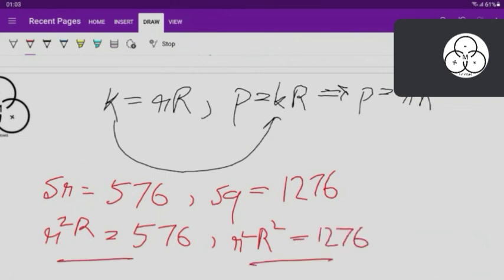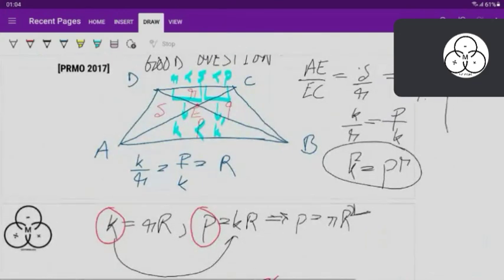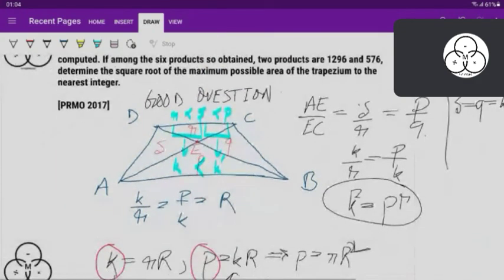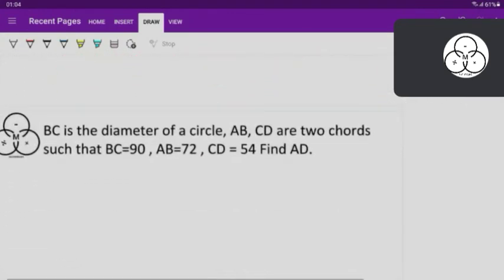Dividing the quantities, we will get the value of R. After finding out R, we can get the value of this small r, and after getting this small r, we can find the value of this K, P, and subsequently everything. After finding out everything, we will add to get the area of the trapezium and then take the square root to the nearest positive integer, and we will get our answer. So this was the hint.